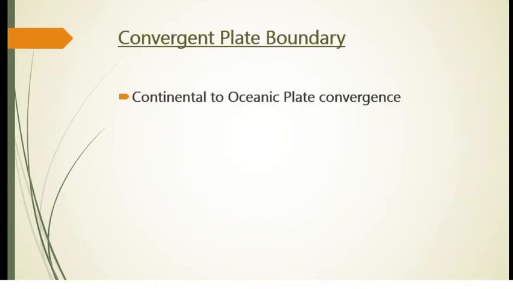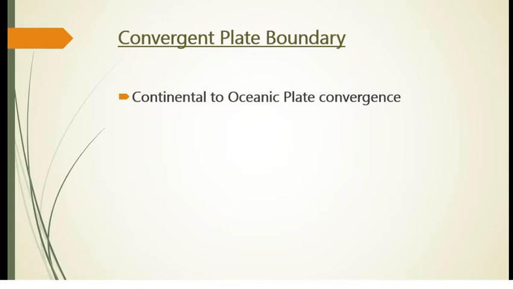So we have actually three types of convergent plate boundary. First is the continental to oceanic plate convergence. If you try to recall, we have two types of plates: the continental and then the oceanic. So in the convergent plate boundary, we have three types depending on what type of plates are converging, or depending on what type of plates are moving towards each other.